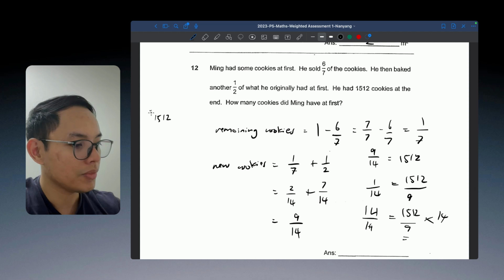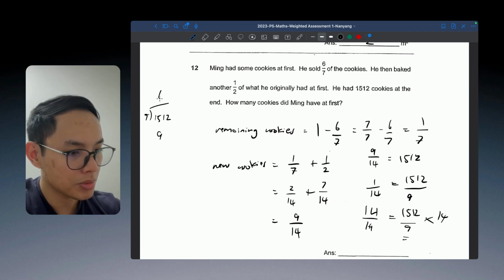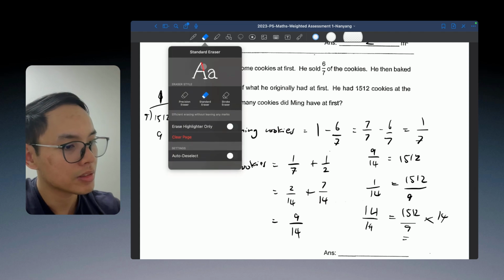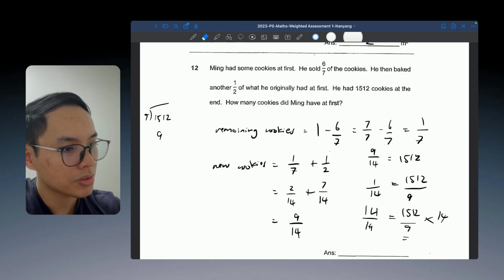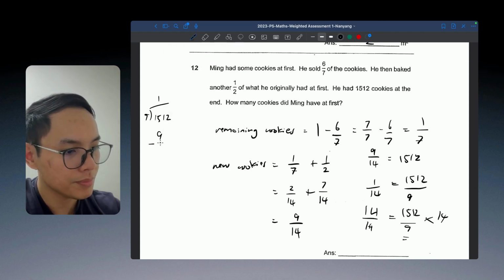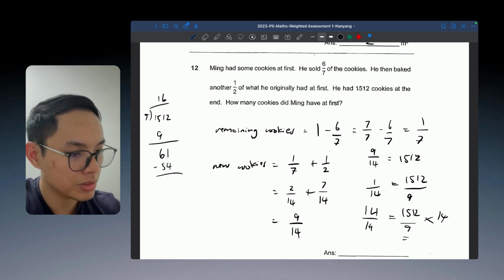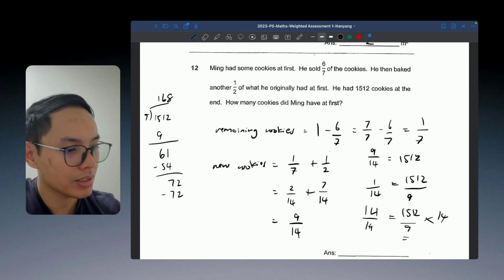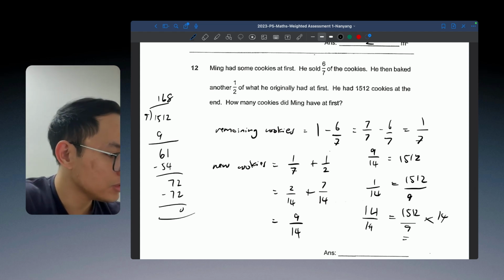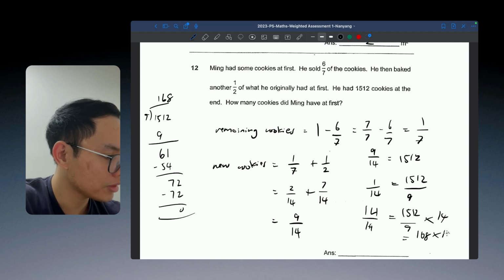1512 divided by 9. Okay, so you put 9 over here, and you put 1 over here, this will be 61. Then you put 54. So 54 is 6, right? Then this should be 72. 72 is 8, right? 0. Okay, so this should be 168 times 14.